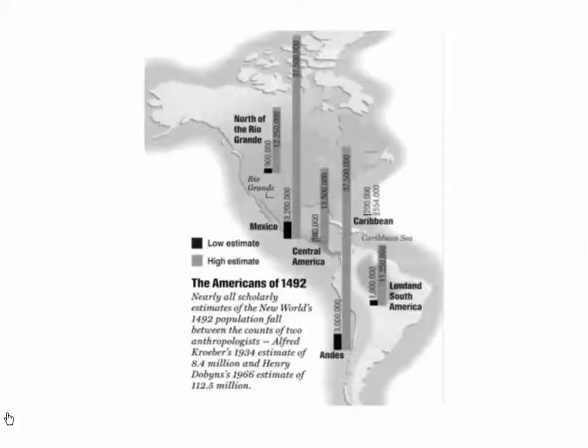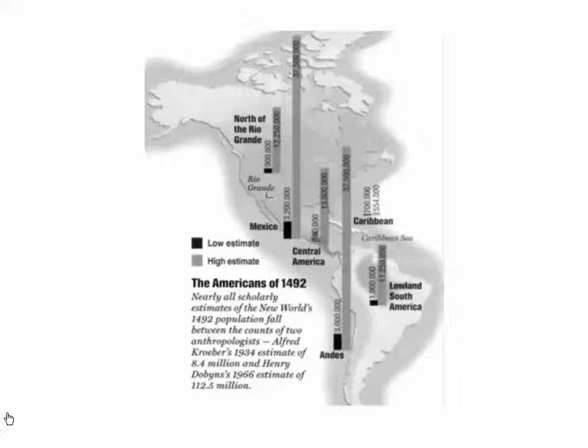I want to point out the range of numbers that have been thrown out. If we look at the lows and the highs, just for the Andes, some estimates put it as low as 3 million people. Others have estimated almost 40 million people. So we're talking about a tenfold uncertainty.